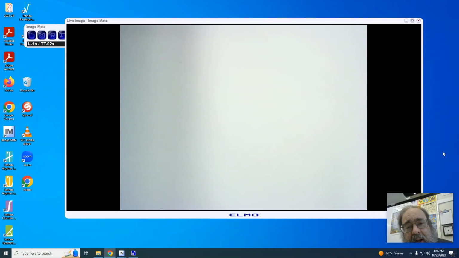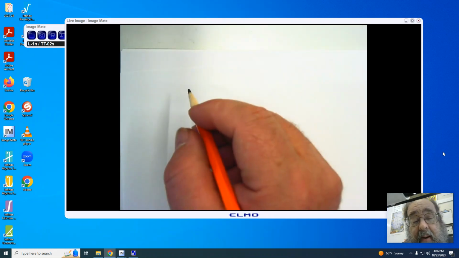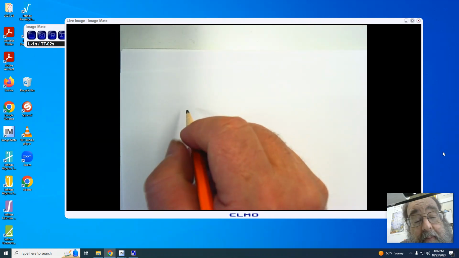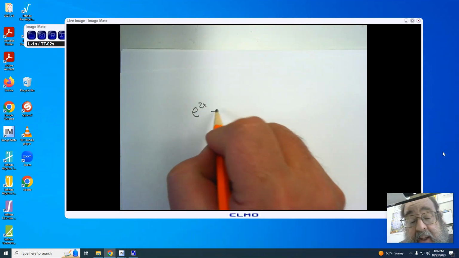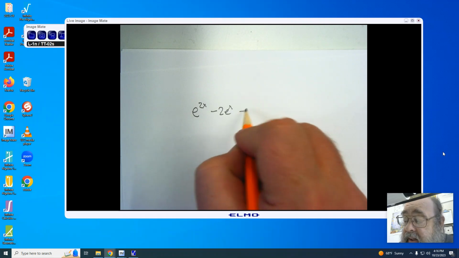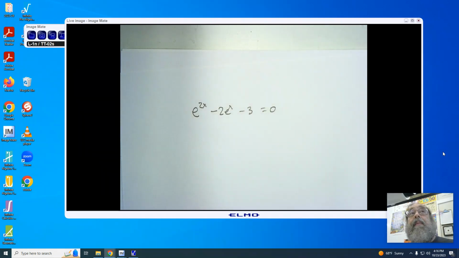Today we're going to be taking a look at how we solve functions that are quadratic in nature that either work with natural logs or exponentials. Let's take a look at an example. Let's say, for example, I have e to the 2x minus 2e to the x minus 3 equals 0.